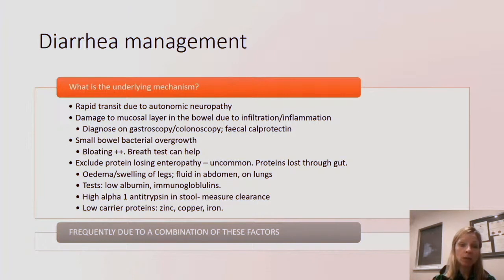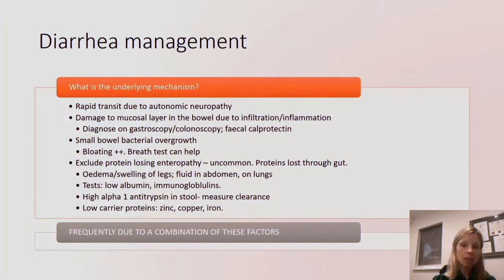Other causes may be direct damage to the mucosal layers, especially in AA amyloidosis, but also in AL. And so in these patients, sometimes if someone's developed gastrointestinal manifestations, in particular diarrhea, during the course of the amyloidosis, a gastroscopy and colonoscopy can be helpful to document the degree of damage to the mucosal layer and ulceration, to have an idea of what's behind the diarrhea in that case.